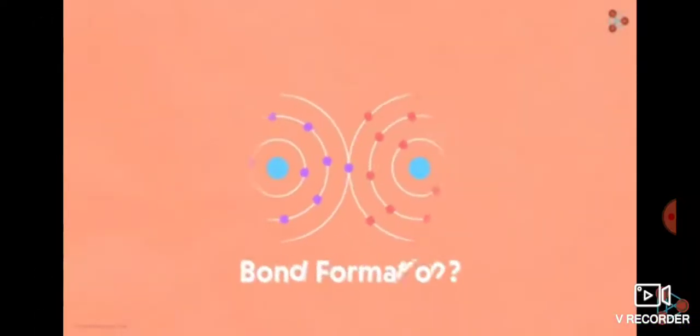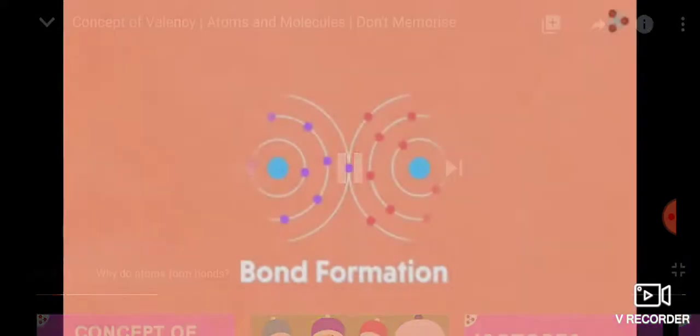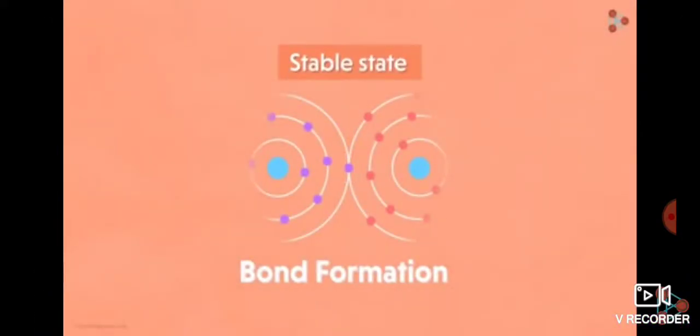Why does bond formation take place? Can you give me the answer? Yes, it takes place because, see, now you should be able to give the answer because I've already taught you this. Atoms are always in a constant struggle to reach the stable state. And what is this stable state?